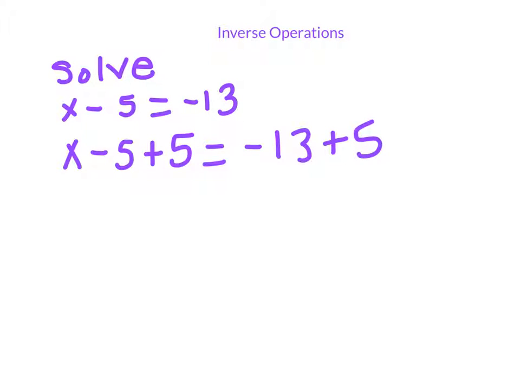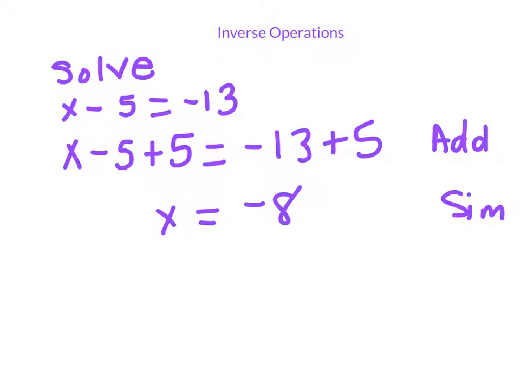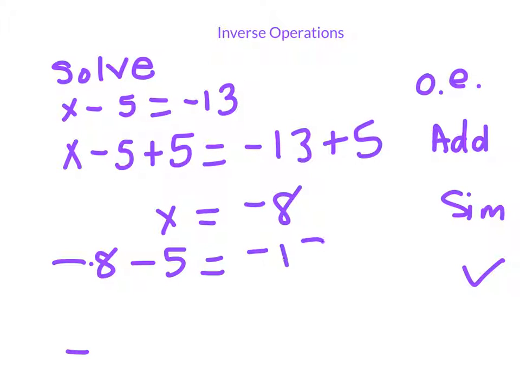And now here we added, and here we're going to simplify, solve here, and we end up with negative 8. So we wrote the original equation down, we added 5 to both sides, and then we simplified. Now the final step is to check our answer, which is we put negative 8 minus 5 equals negative 13. That is negative 13 equals negative 13.